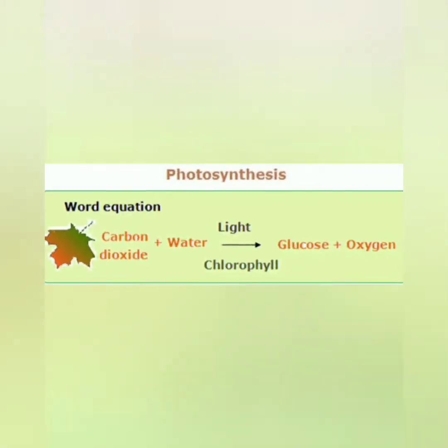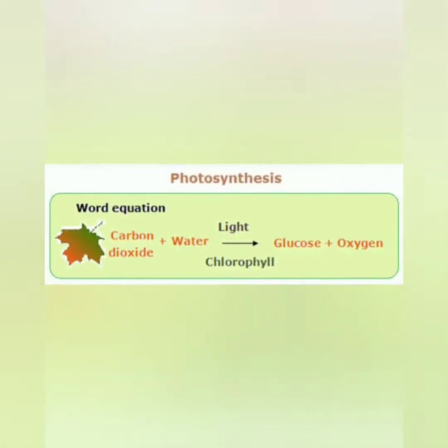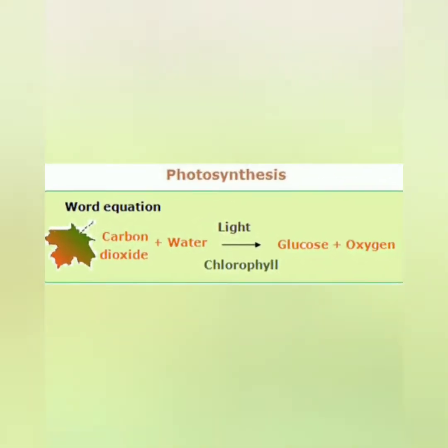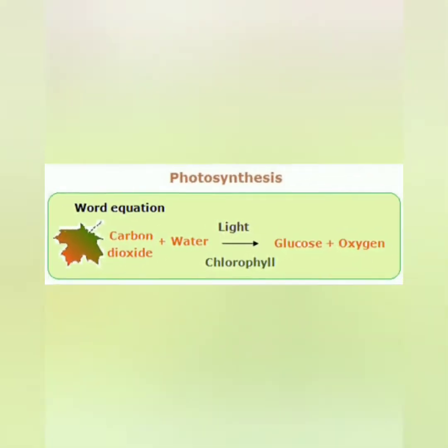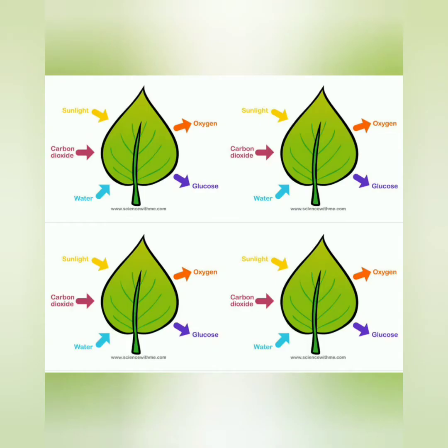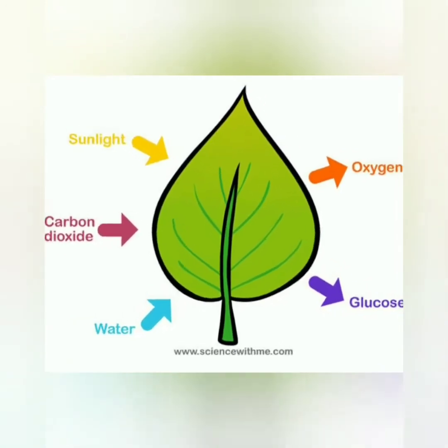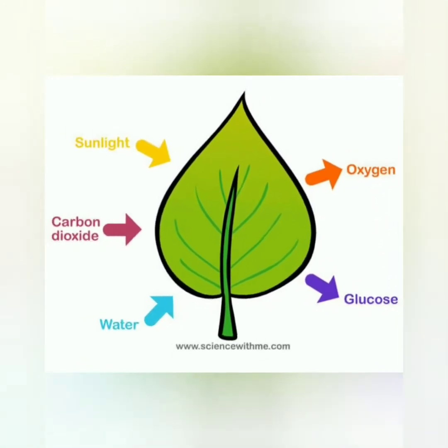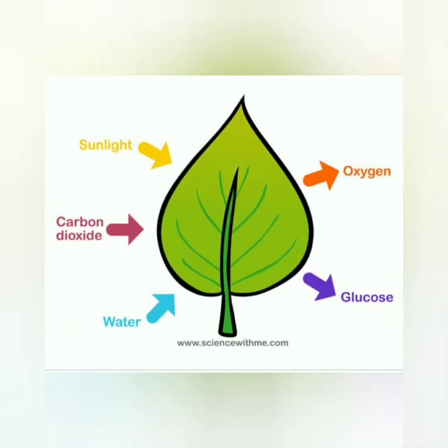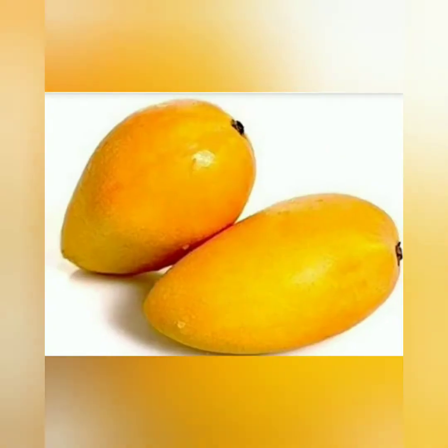The process of photosynthesis is written as: carbon dioxide plus water, in presence of sunlight and chlorophyll, gives glucose and oxygen. Green leaves are called food factories or kitchen of plants because they make food for the plants. This food is stored in the form of starch. Plants store food in their different parts like stem, roots, fruits, leaves, flowers and seeds. We usually eat those parts of the plant that have food stored in them.